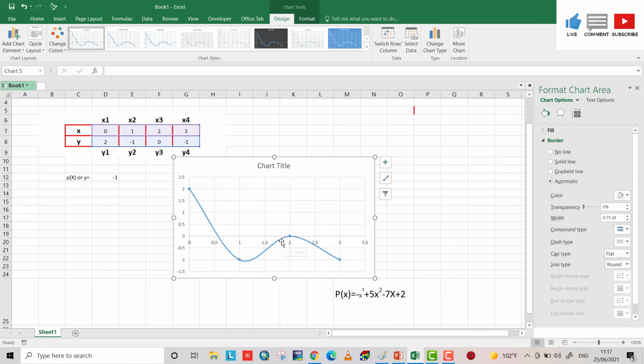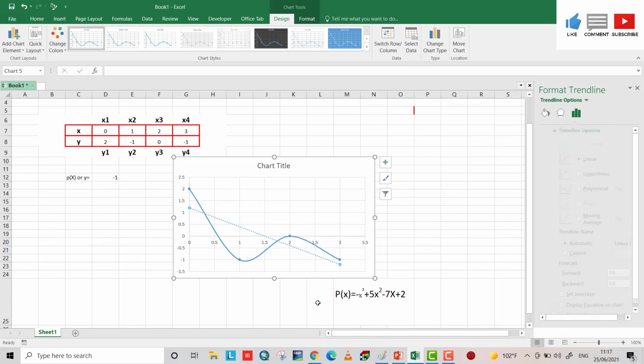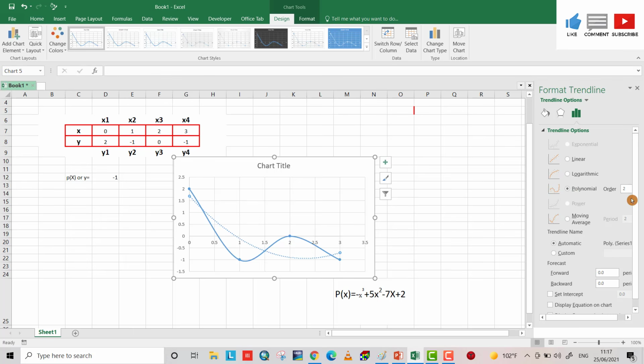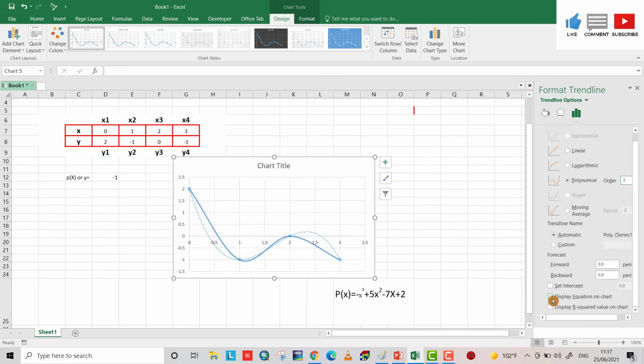And also, if you select the curve and right click, you can add a trend line. Also choose the polynomial because we found the polynomial function. So third degree, and display equation. Okay, you see we get the same polynomial function by Excel, because Excel uses the same principle which we found by calculation.